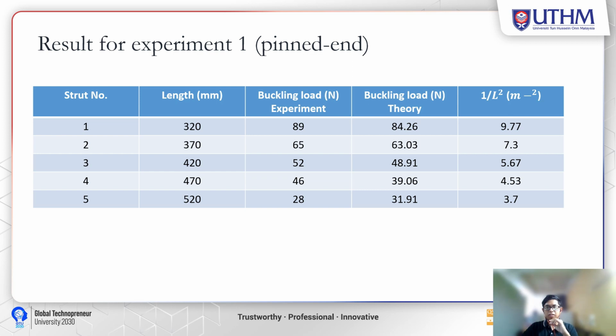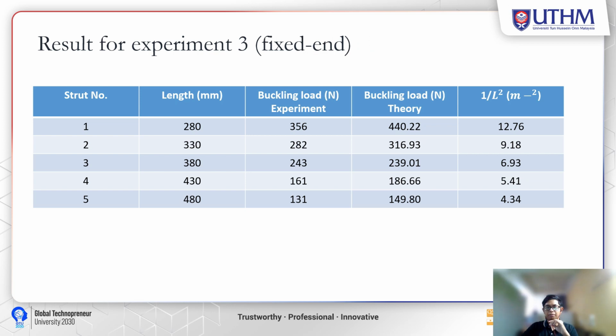I will present the data obtained and the graph plotted from the experiment. From the result for experiment 1, which is pin end, the experimental buckling load is slightly higher than the theoretical buckling load. For the pin fix experiment, the theoretical buckling load is slightly higher than the experimental buckling load. And finally, for experiment 3, which is fix end, the theoretical buckling load is slightly higher than the experimental buckling load.